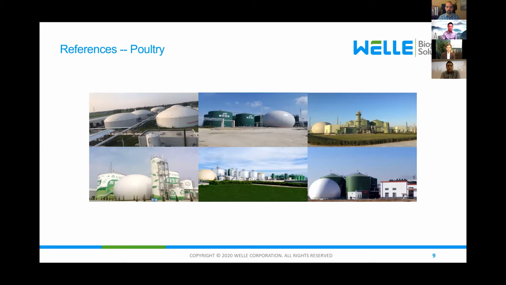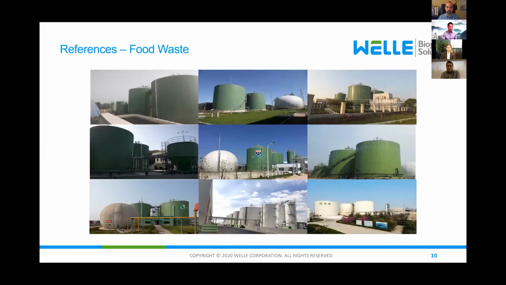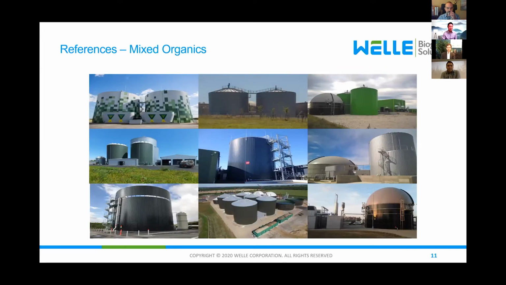And this is the poultry reference plants. We have technology that can deal with pure poultry manure and solve the nitrogen ammonia inhibition problems. And this is the food waste. This is the following. This is the mixed organics. Yep, that's it. I'm looking forward to the discussion.